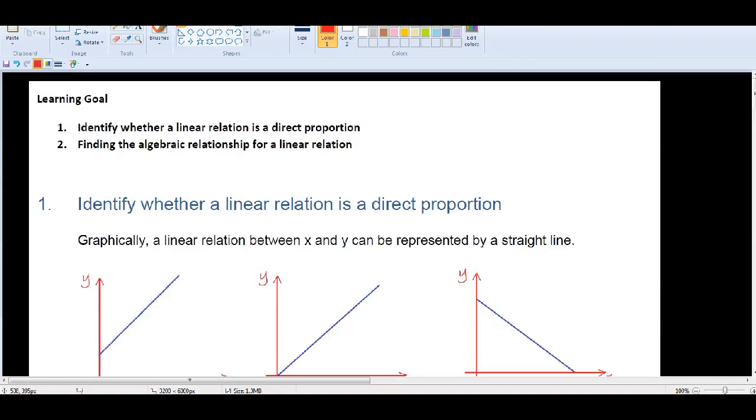Year 9. This is our fourth video on direct proportion. This video is based on my lesson 4 notes, but there will be two videos on this. The first video will be only on linear relations and direct proportion.